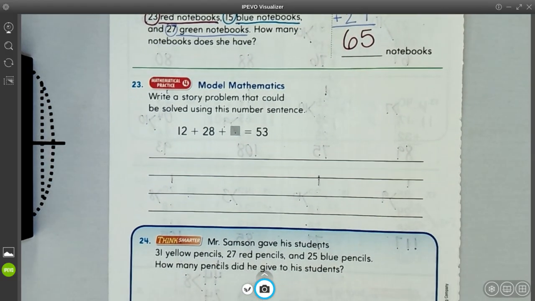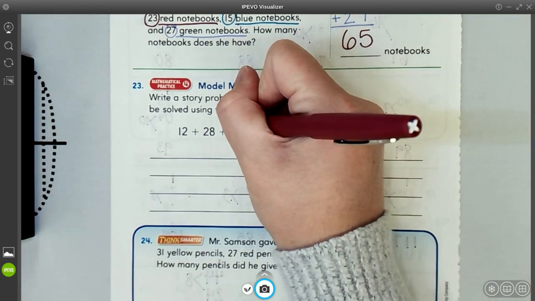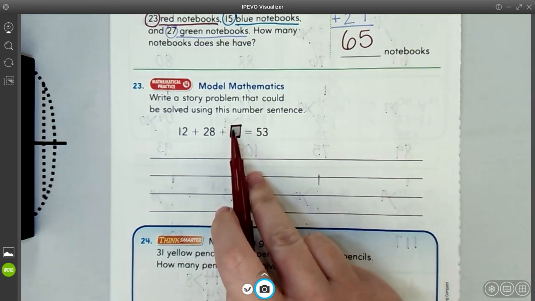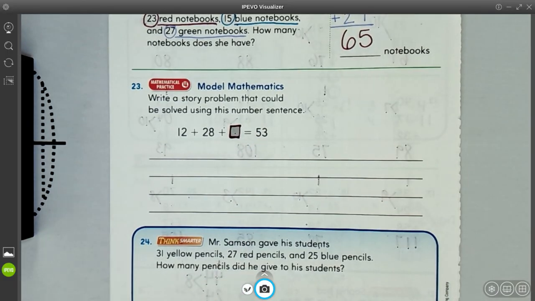Number 23, model mathematics. Write a story problem that could be solved using this number sentence. 12 plus 28 plus what equals 53? Okay, so you're going to have to notice that one of these addends isn't there, but we have the total. Go ahead and pause and think of a story problem that could be solved using that number sentence. Press play when you're ready. All right, hello, second graders, good job. So your sentence might be different than mine, but I will write mine out just so you can see.